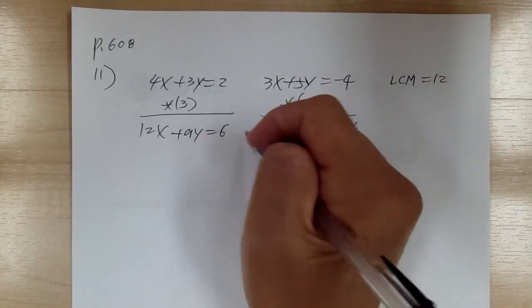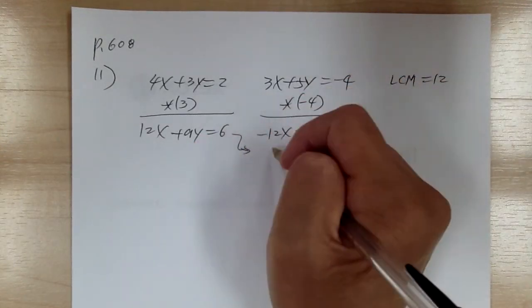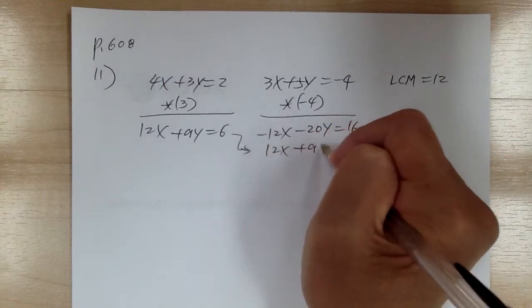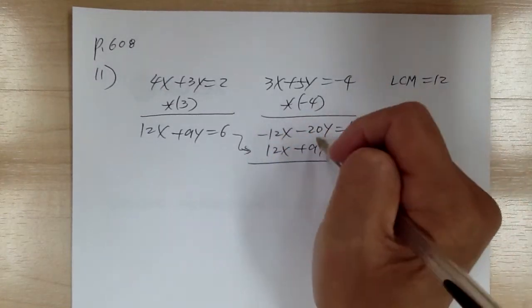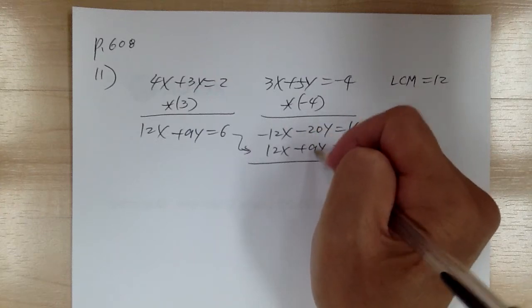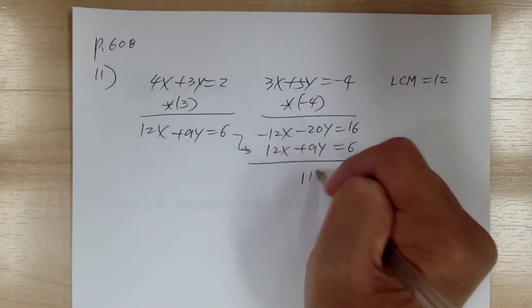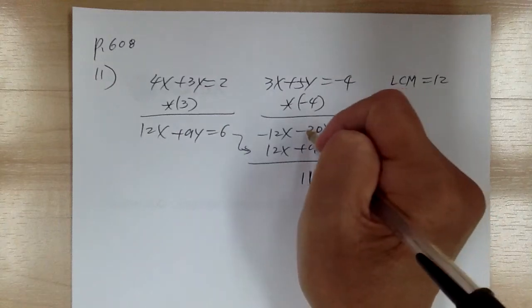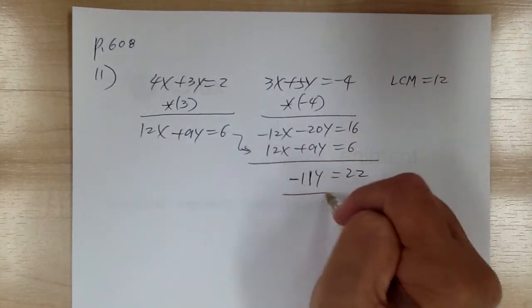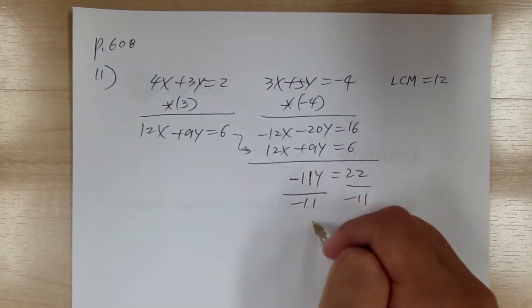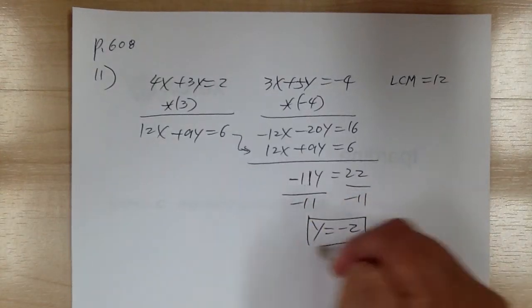I'm going to put this over here. So I got 12x plus 9y equal to 6. So when you add, this will cancel out. Now notice the opposite sign. So on the opposite sign, you have to subtract the number and take the sign of the higher number, which will give you negative. Okay, so you add, get 22. Then you divide by negative 11. So you got y equal to negative 2.